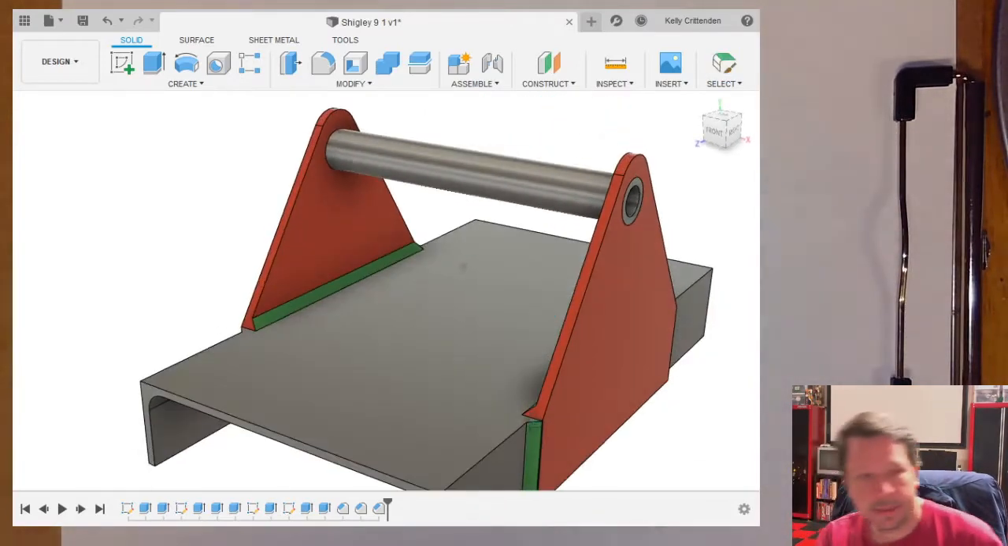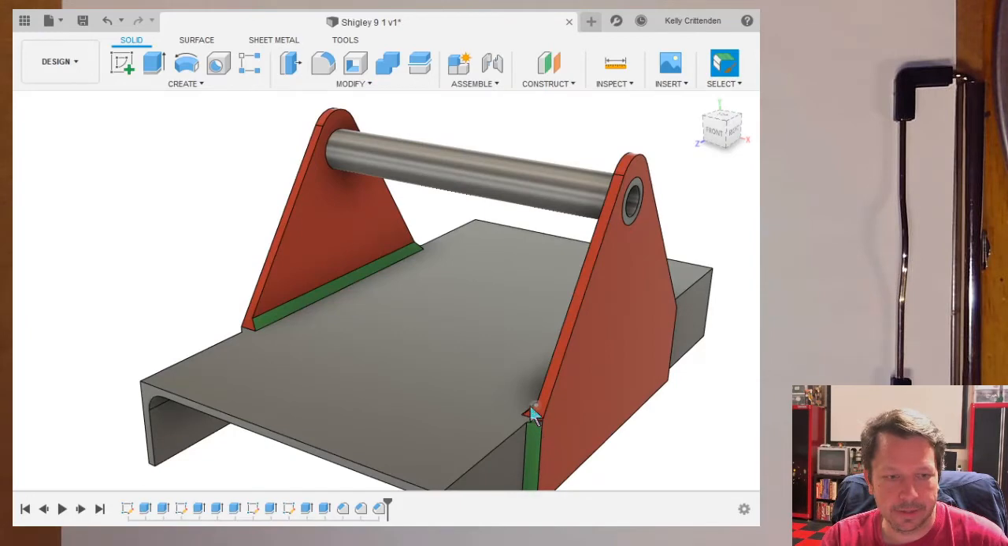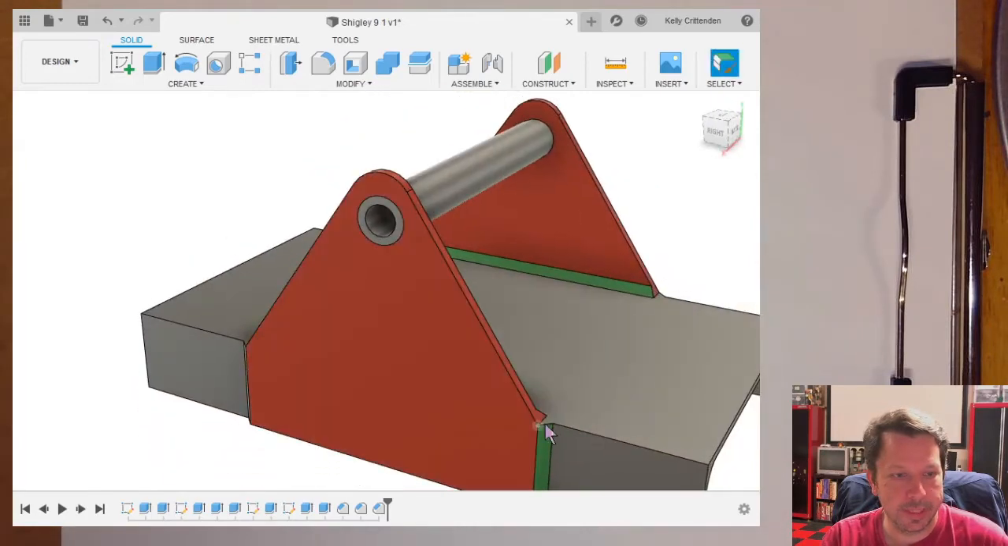Point C is this corner. Again, it would kind of go across the top over here. I just haven't modeled it in the software. And then point D is over here. And so that's kind of what's going on.